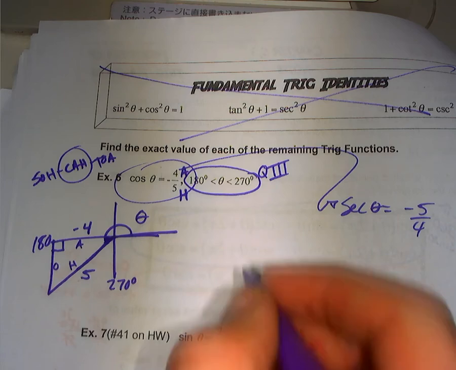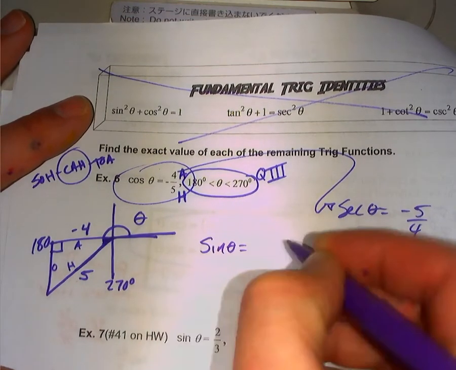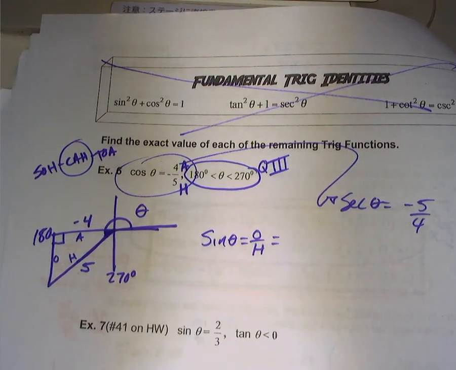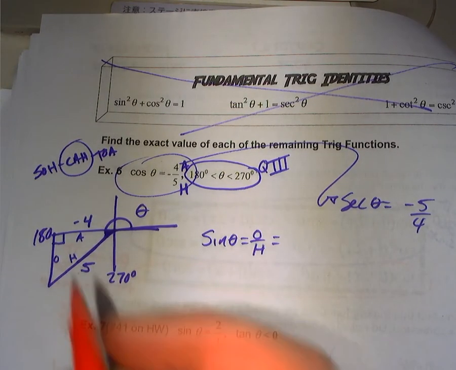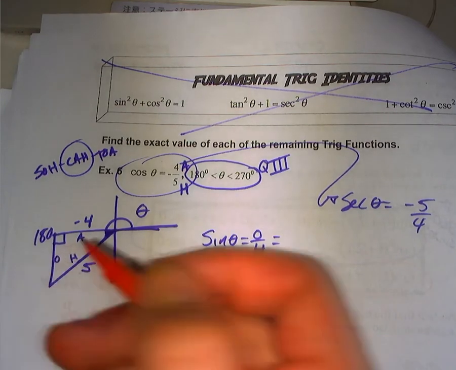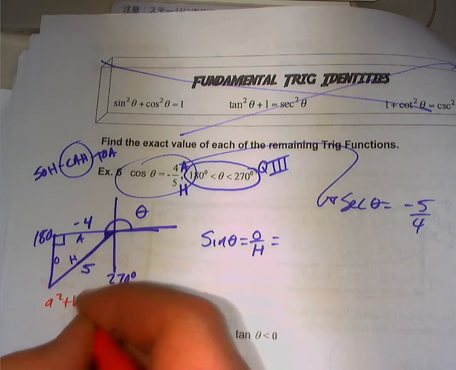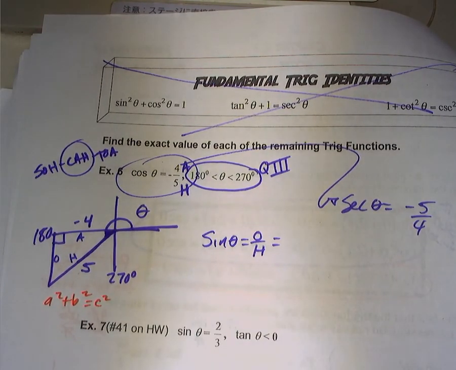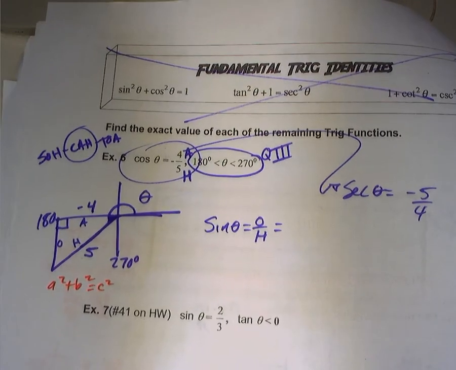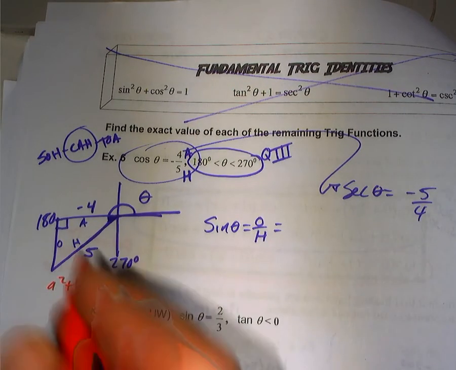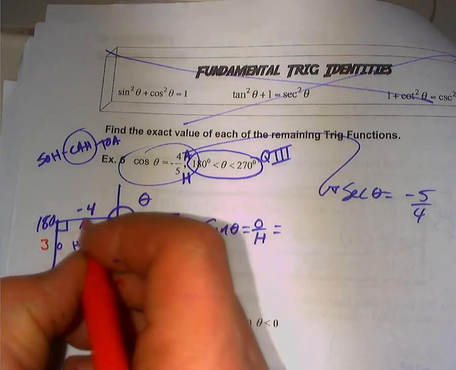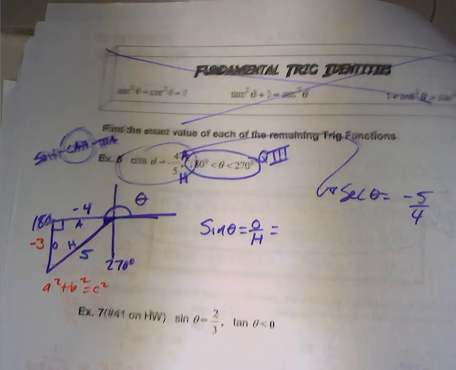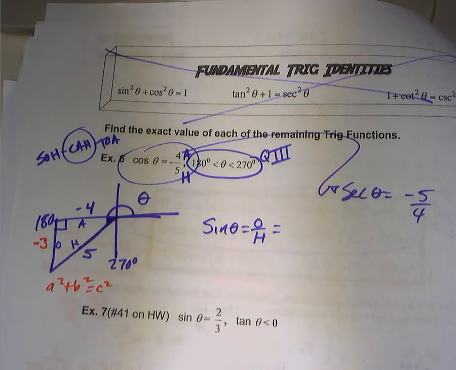Last but not least, I want to find sine. I want O over H. Well, the problem is I don't know what O is. Or do I? How can I find the missing side of a right triangle? Pythagoras. In this case, you probably already know it because it's a Pythagorean triple. What is that missing side? 3. Don't forget we're going down. This guy's going down, negative 3. So that's got to be a negative.